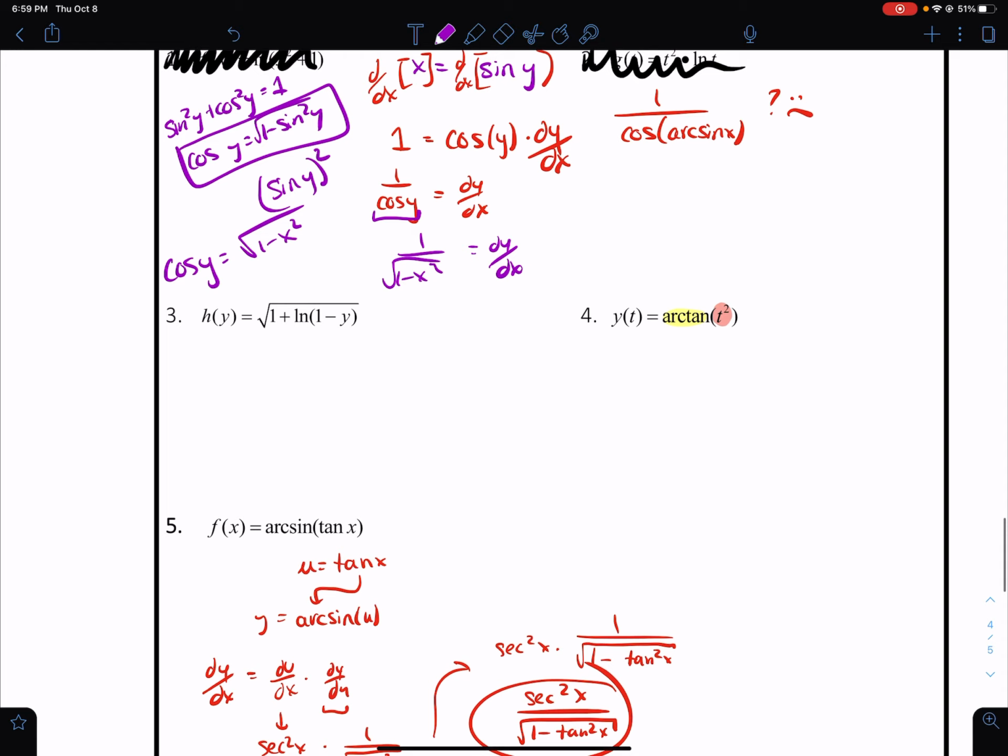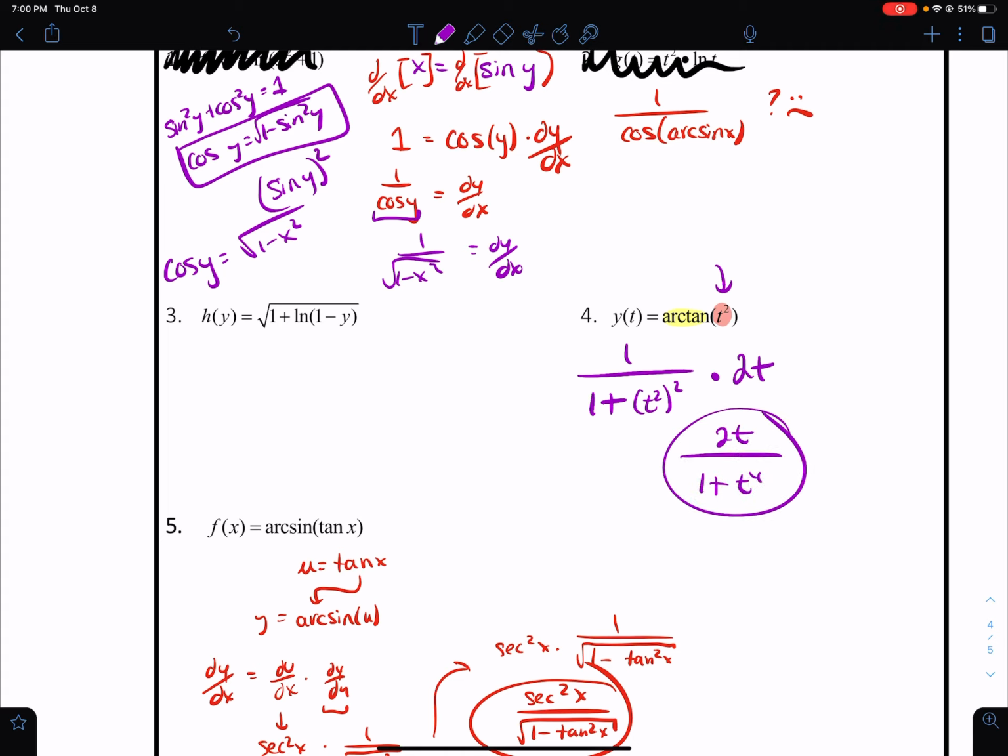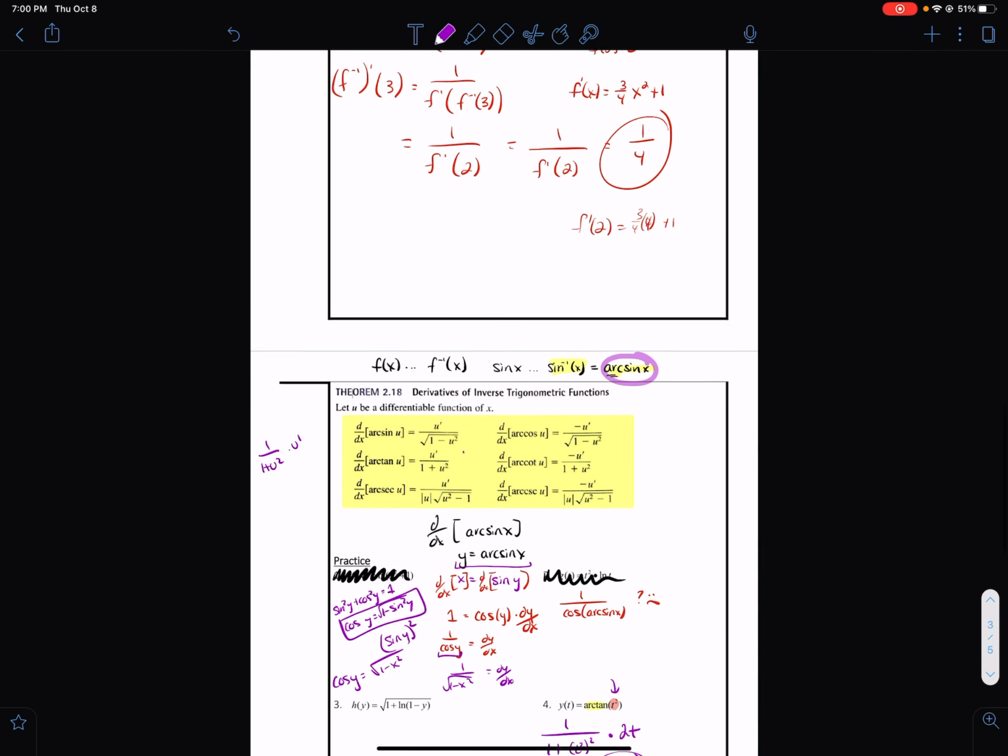So 1 over 1 plus the input squared. So the input was t squared, and then I would have to square that. And then we have to multiply by the derivative of that input, which is 2t. So when we combine these with multiplication, we get 2t over 1 plus t to the 4th. So just some examples of how we work with those.